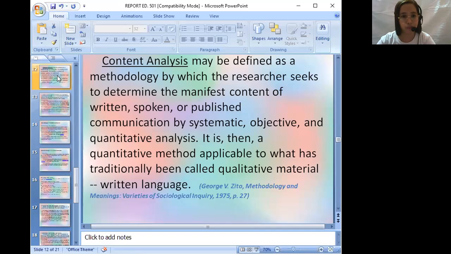Okay, so content analysis may be defined as a methodology by which the researcher seeks to determine the manifest content of written, spoken, or published communication by systematic, objective, and quantitative analysis. It is then a quantitative method applicable to what has traditionally been called qualitative material, which is the written language.